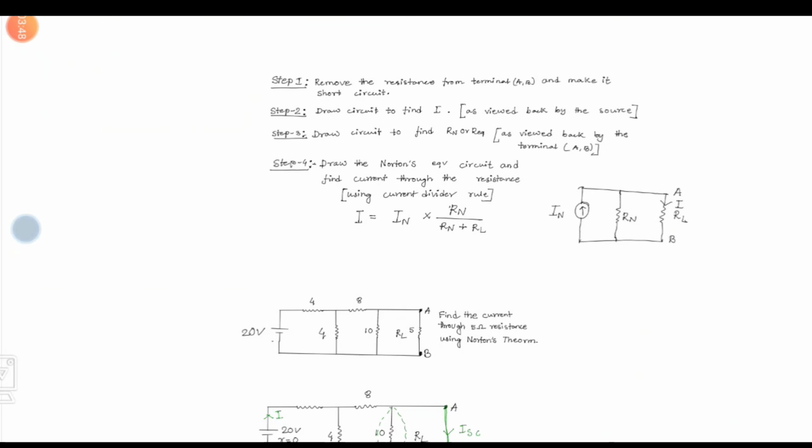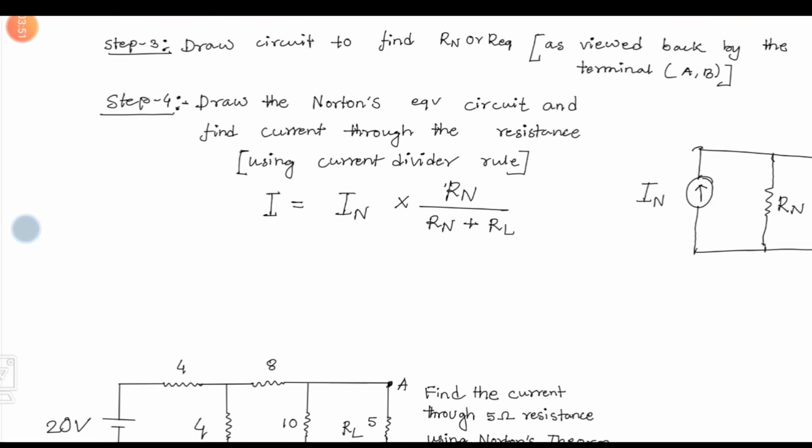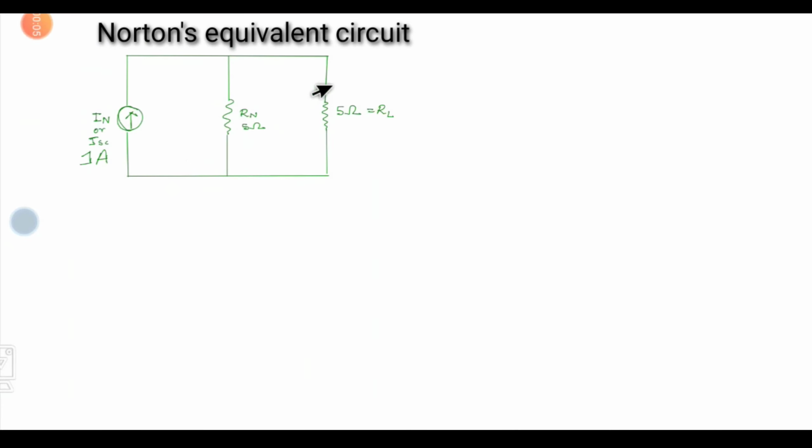Now we will check step number 4. In step number 4 we have to draw the Norton's equivalent circuit and find the current through the resistance RL. You can also find this using the current divider rule. Now the circuit looks like this. Here this is IN, or you can say ISC, the short circuit current, that is 1 ampere, this is the Norton's equivalent resistance Rn, and this is the load resistance, 5 ohm, across the two terminals A and B. We have to find the current across this. Suppose this is I.